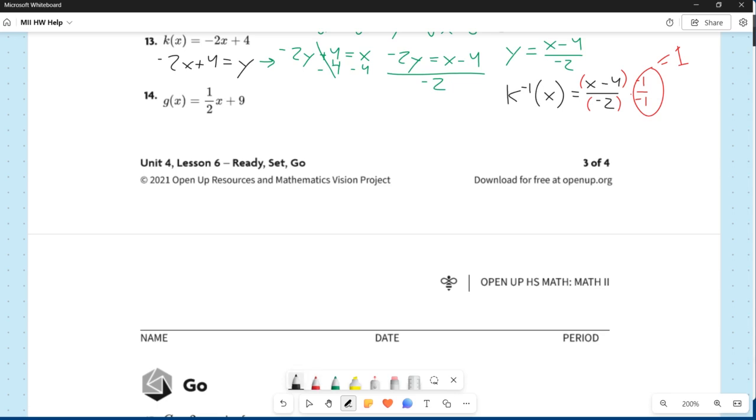So if we do that, we get k inverse of x equals, if you change all of your signs in the numerator, you get -x plus 4, which is simply 4 minus x. And then in the denominator, it's no longer -2, but it's plus 2. And really, that's better, right? That's a better version of our answer.